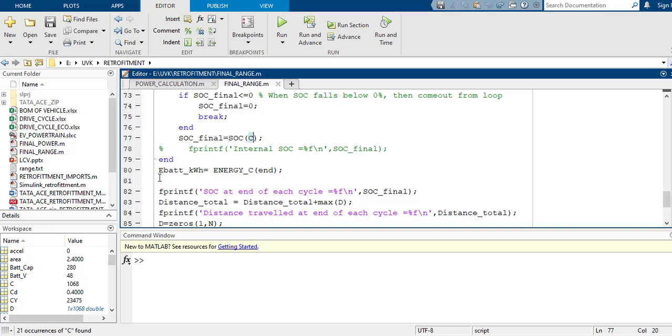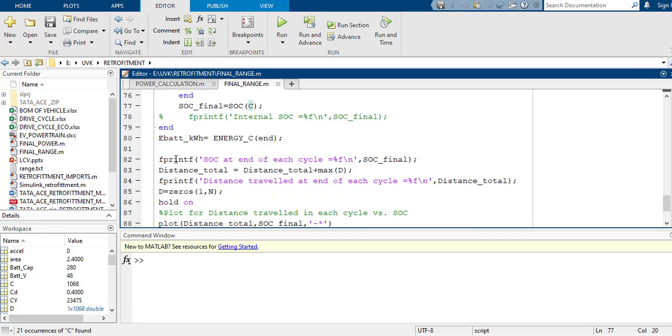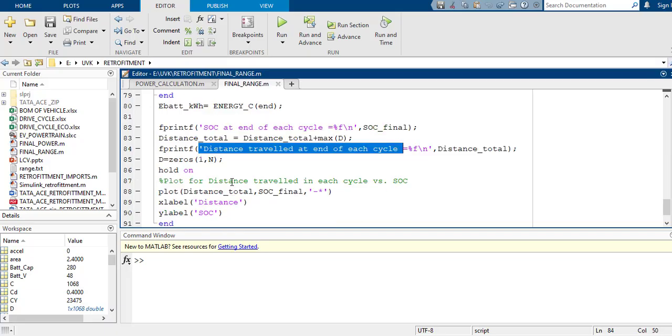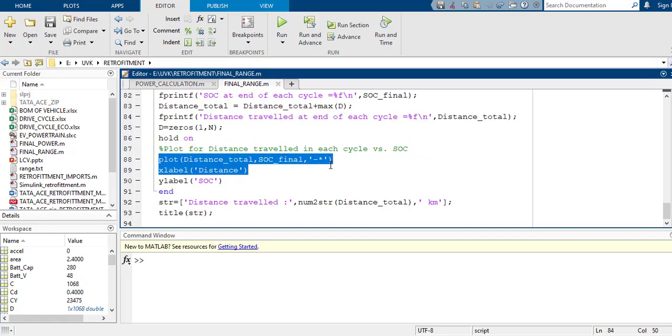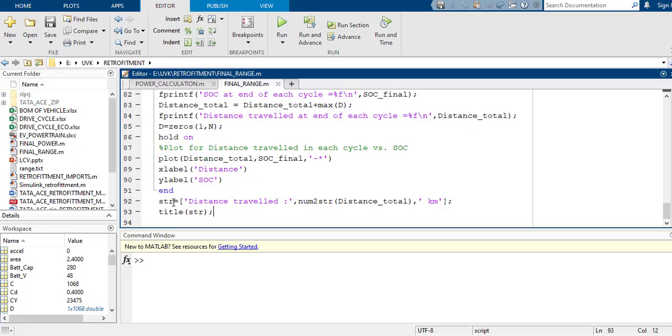So the energy of the battery in kilowatt hour is equal to the energy at the end of the battery, and hence we are going to print the SOC at the end of each cycle, that is SOC final, and the distance total is equal to distance total plus maximum distance. So we also plot the distance traveled at the end of each cycle, and we plot the distance total versus SOC graph. So this str means we have to give the naming to the top of the plot.